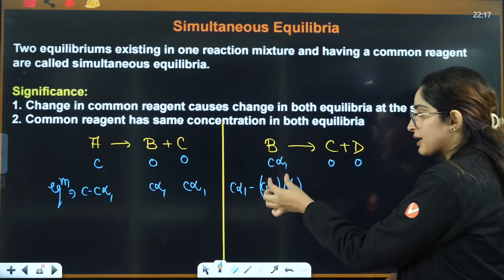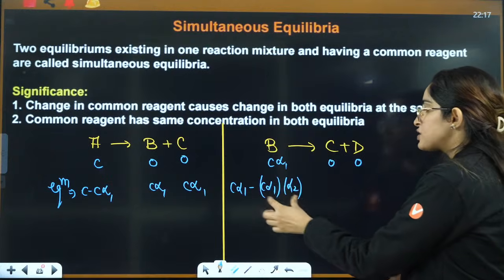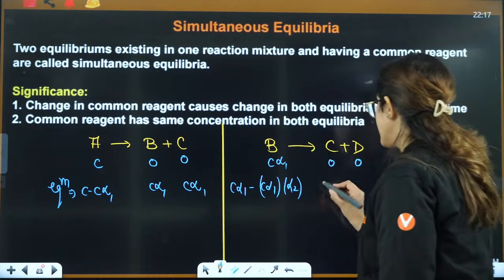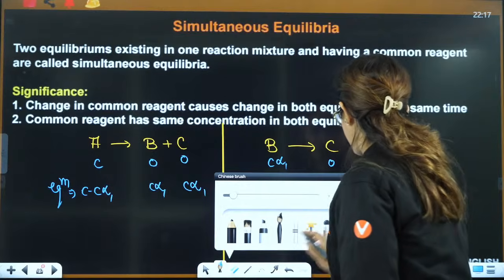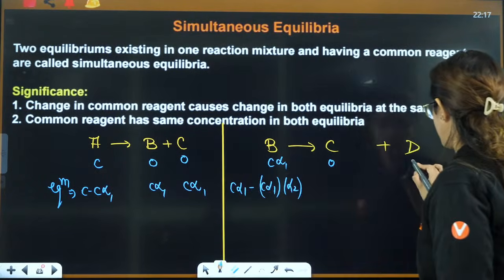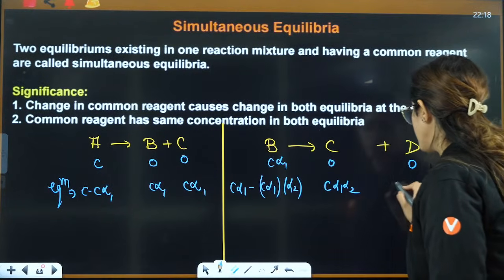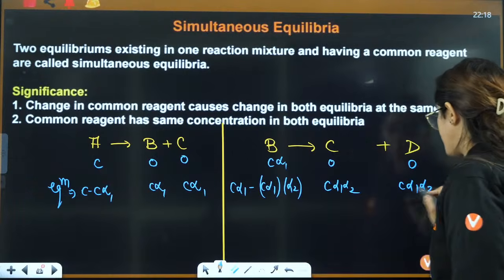I am doing the same thing: initial concentration multiplied by degree of dissociation. Now this whole term you will put here. So I'll just say this is C and this is D. So this will be C into alpha 1 alpha 2, and this will also be C into alpha 1 alpha 2.